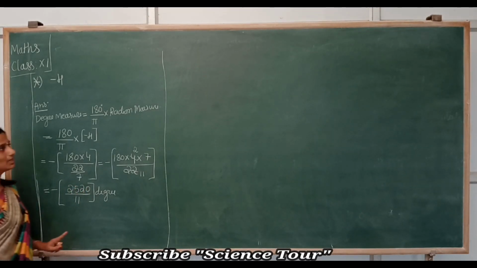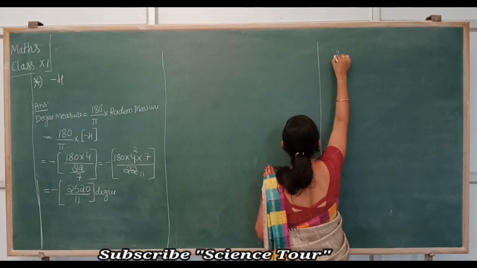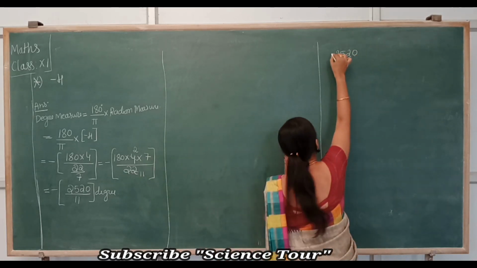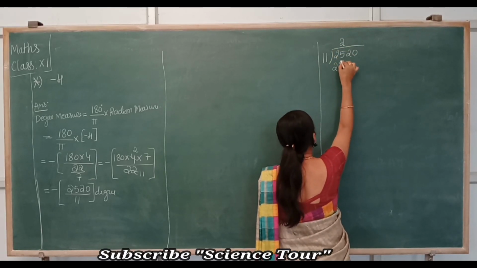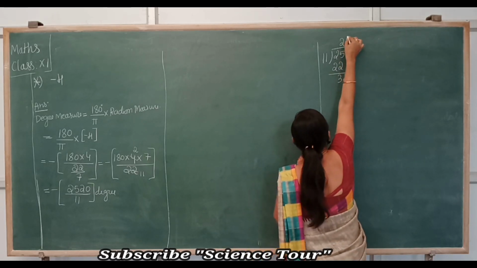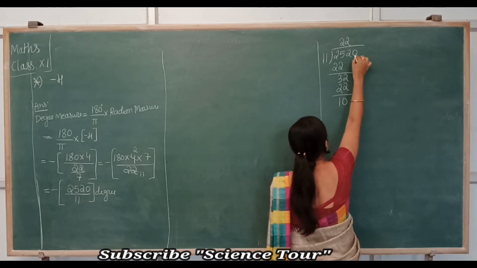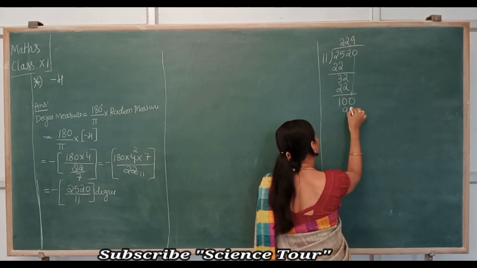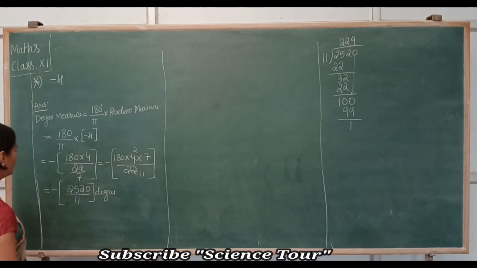2520 divided by 11. So now on division: 11 2s are 22, remainder 3, bring down 2, 11 2s are again 22. So it is 10, next number is 0. 11 how much here? 11 9s are 99, remainder 1.